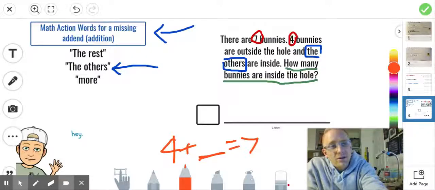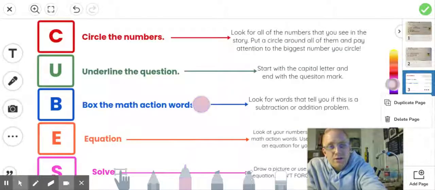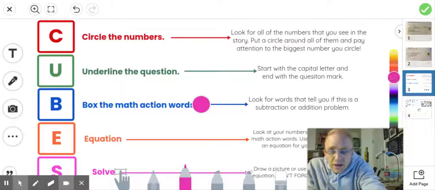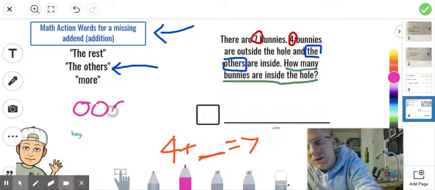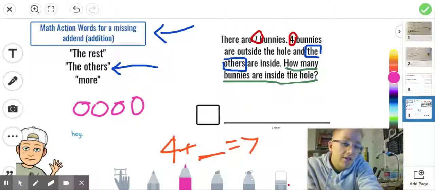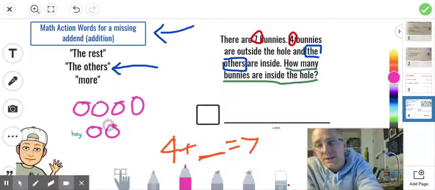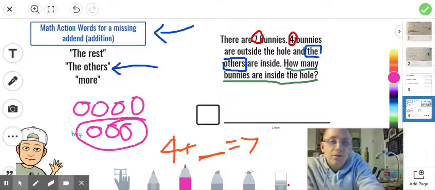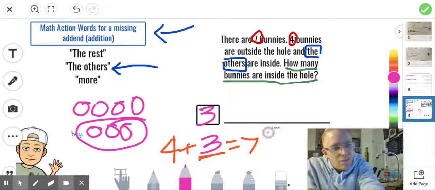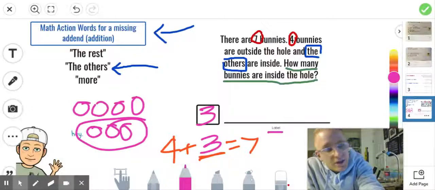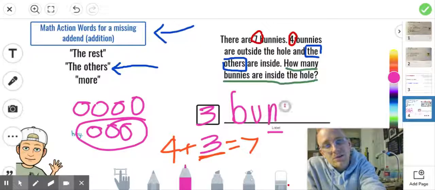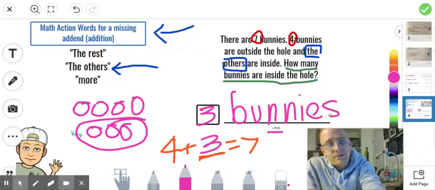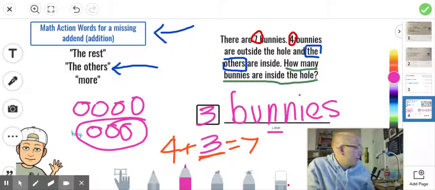Come here, and let's switch to my pink pen. Let's solve. I'm going to draw 4 bunnies over here. 1, 2, 3, 4. And now I'm going to draw on until I get to 7. 4, 5, 6, 7. That gave me 3. So 4 plus 3 equals 7. I'm going to write my 3 right here. But what am I talking about? I can't forget my label. Remember, it's important that I always tell my reader or my teacher what I'm working with. In this case, I'm working with bunnies. All right, I'm using my touchscreen there so that it's nice and easy for me to write on.